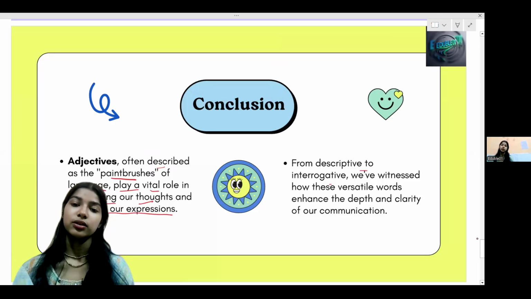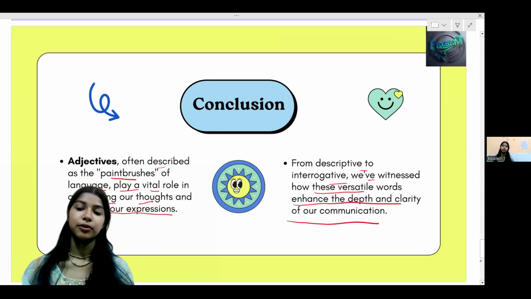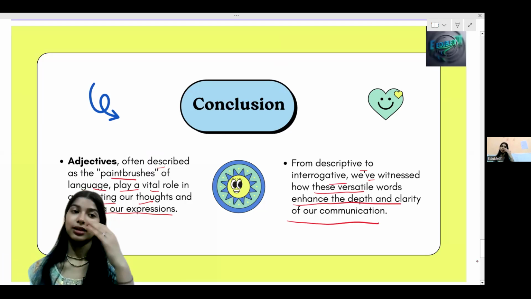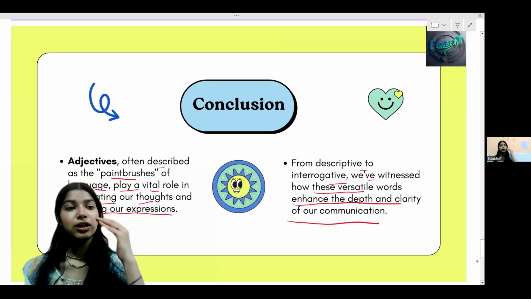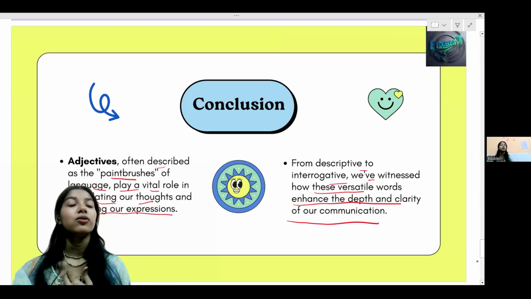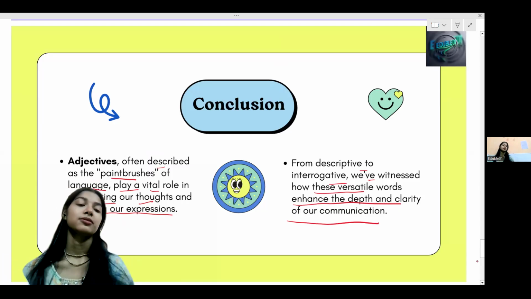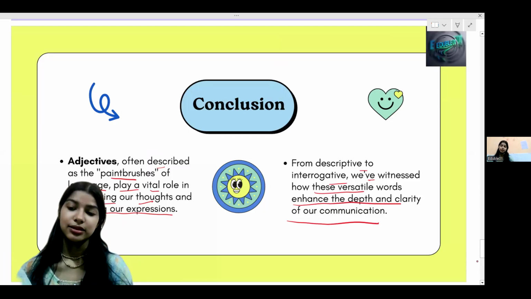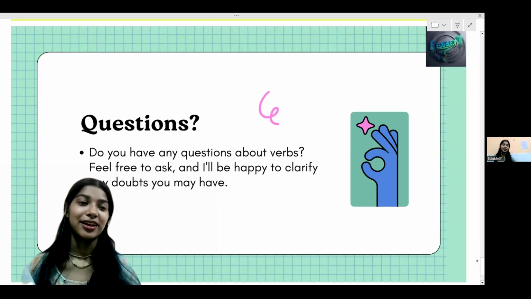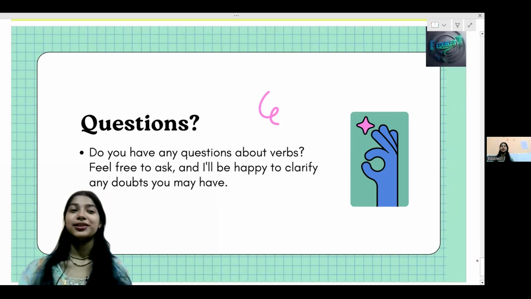From descriptive to interrogative, we have witnessed how these versatile words enhance the depth and clarity of our communication. Just like we have read all the types, slowly, we were learning how vital a role it plays in making a sentence. Okay, so that's all for the adjective lesson. I hope you all learned it well.